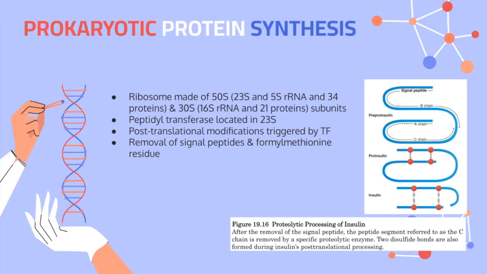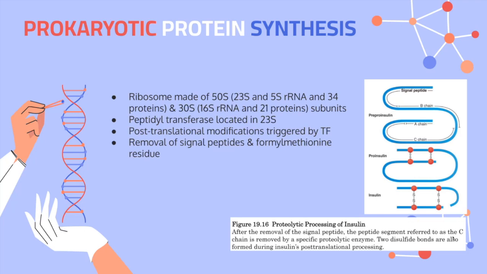So for prokaryotes, the ribosomes are made of a 50S large subunit and a 30S small subunit. And we go into even more detail, as the 50S is further divided into a 23S and a 5S rRNA, as well as 34 proteins, while the smaller subunit has 16S rRNA and 21 proteins also. You might get questions on these, so remember this well.